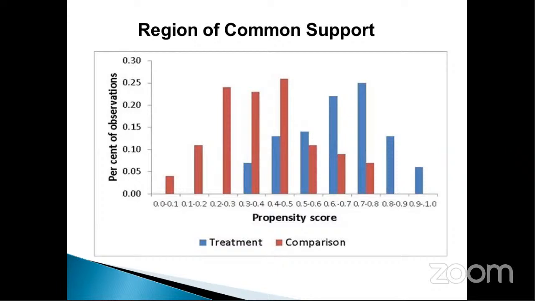These units in the data with the values that are outside the red one, you cut them off because they don't have anything to match with. These red ones, you also cut them off because they are actually outside the area of common support.